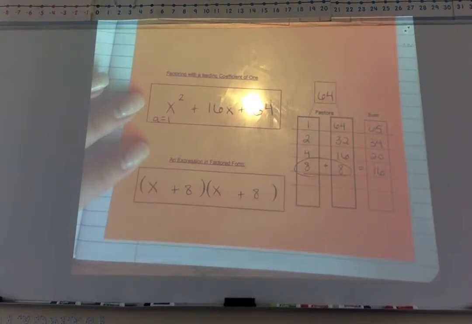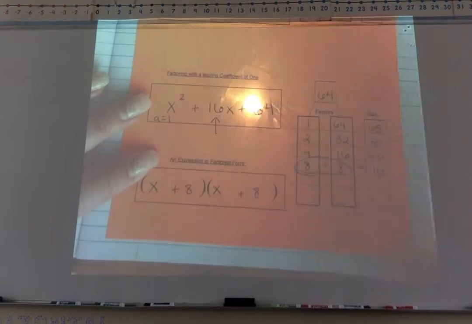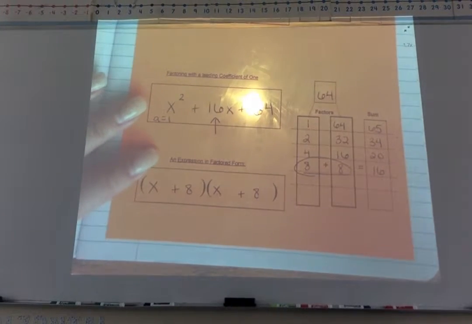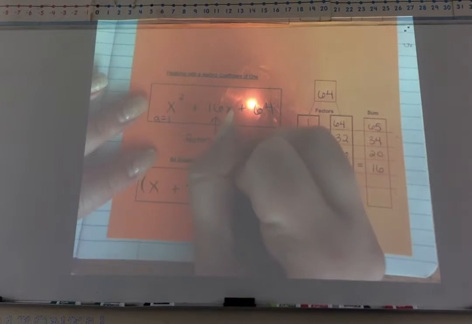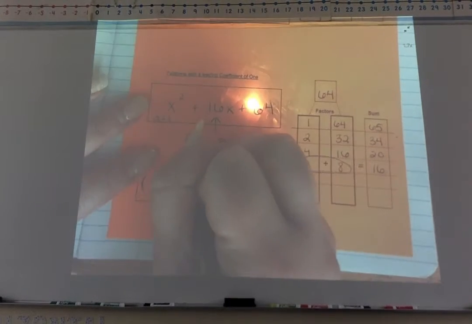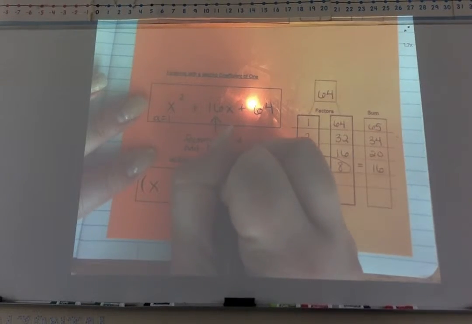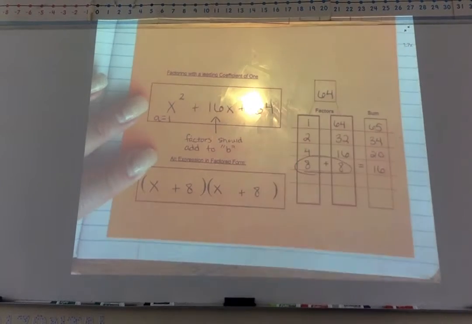And I also want you to draw an arrow to 16 with a little note that says factors should add to b, the b value.